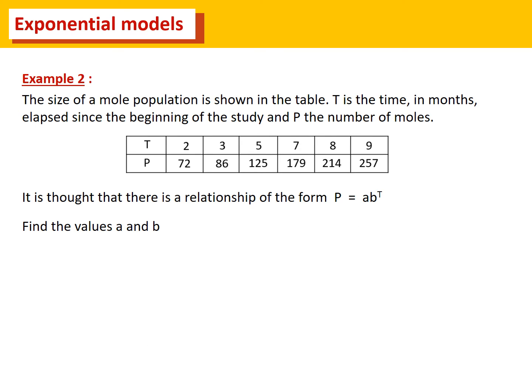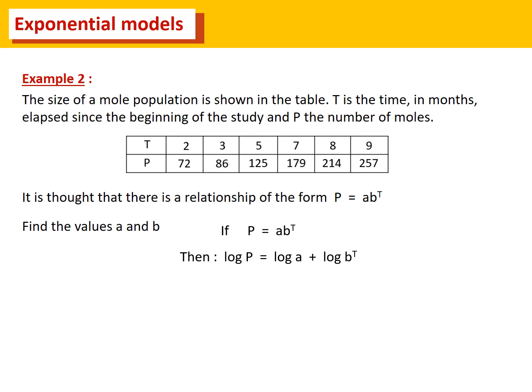Okay, try an example. So in this example, we've got a mole population, and our exponential relationship is that the population is, we think, of the form AB to the power of t, where t is time in months, so that's varying. So t is our variable, the population is varying, and a and b are constants, and that's what we're trying to find, a and b. Well, if p equals ab to the power of t, let's go through the process.